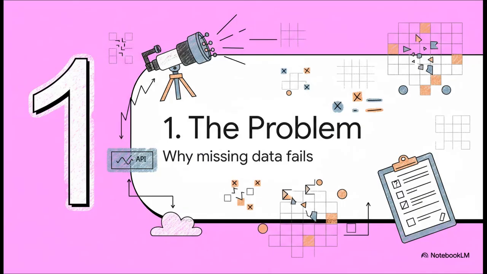All right, let's set the scene. You've got your data. Maybe it came from a sensor, a survey, whatever. The one thing you can pretty much guarantee is that it's not going to be perfect. There are going to be gaps, a sensor that blinked out for a second, a user who just skipped a question. These are your missing values, and believe me, they can cause some serious headaches for your calculations.